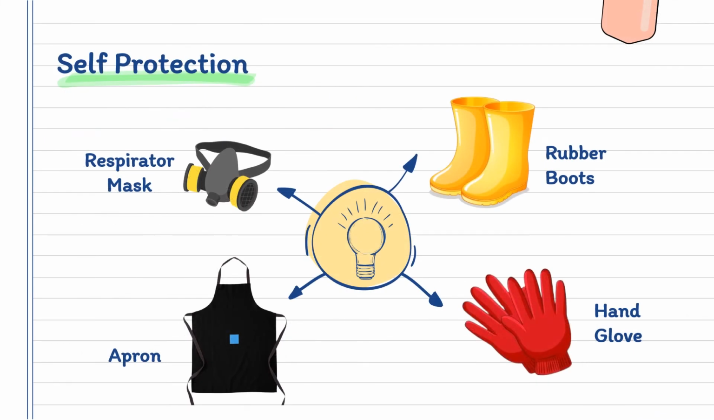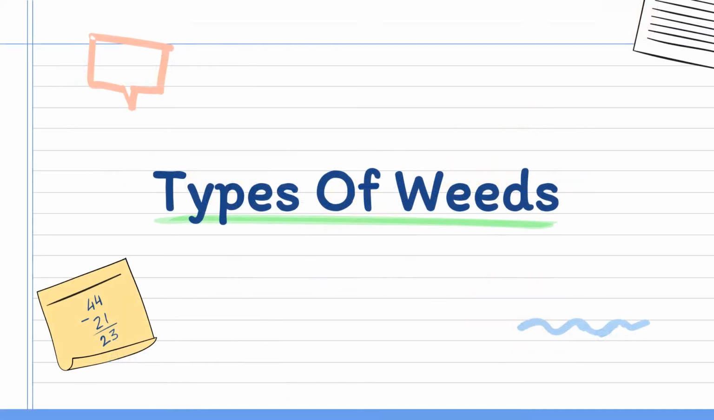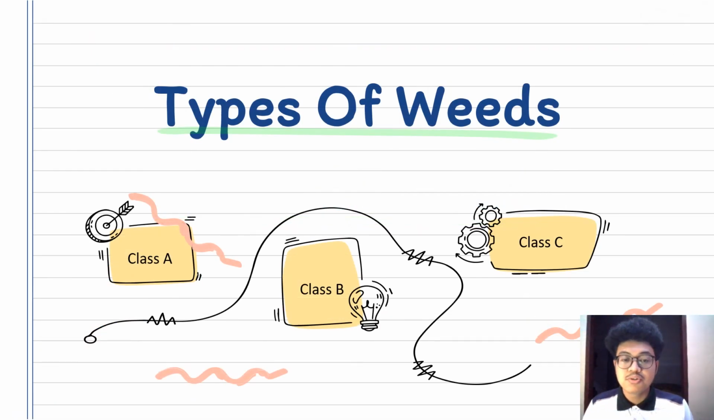When we do weeding, we need self-protection such as a respirator mask, apron, rubber boots, and hand gloves. This is the basic self-protection. Let's look through the types of weeds. So, there are three types of weeds.